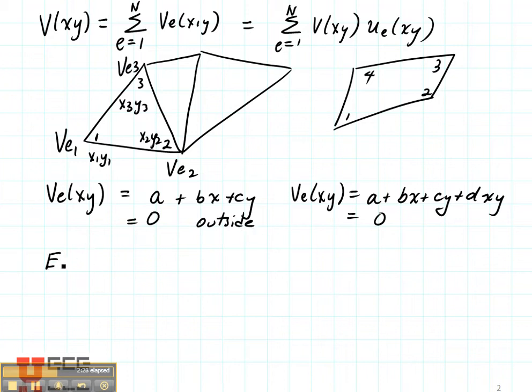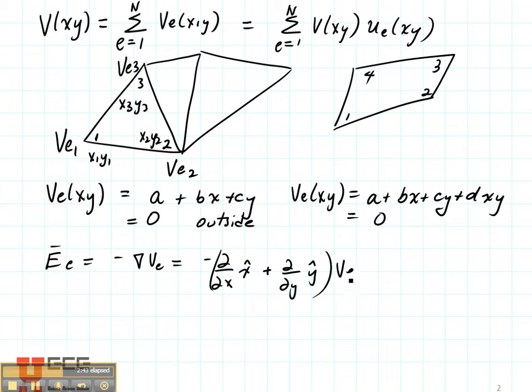Then we could write the electric field on this element, or the elemental electric field, which would be the negative gradient of the potential, and that would be negative the derivative in the x direction and the derivative in the y direction, all operating on VE of x and y. For the triangle, this would give me minus b in the x direction plus c in the y direction. So we can see that if the potential varies linearly within the element, then the electric field is going to be constant within that element. Then we use these equations to define something that we call the governing equations, or the stiffness matrix.